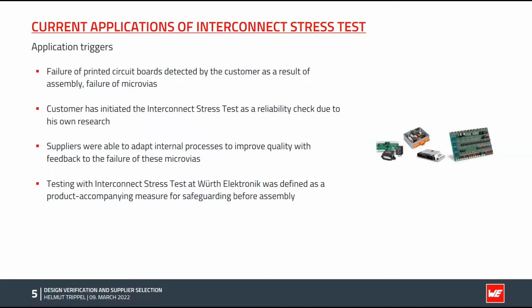With the feedback provided by the customer and by us, the suppliers were able to adapt the internal processes to improve the quality, and we were also able to retest that and ensure that this improvement is permanent. He also defined for himself that he will do an IST test before assembly of the product, as there are some critical components with a long run-up time, where you have costs and time, which cannot easily be replaced.